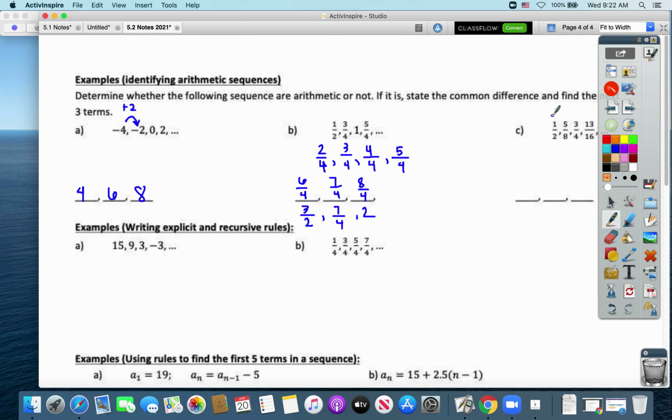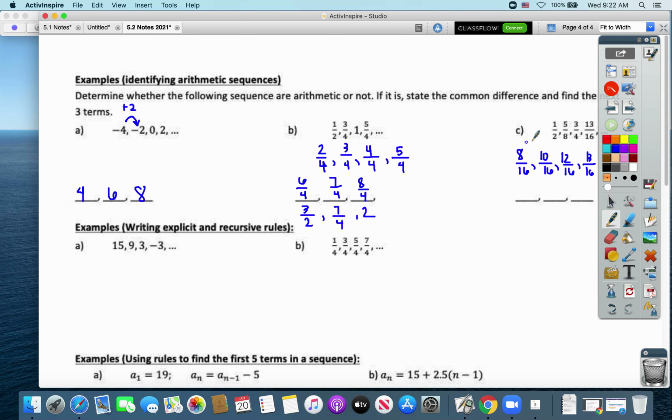Part C, we have the same thing, fractions, so we want to get a common denominator, which is going to be our biggest one, 16. So we would have 8/16 and 10/16 and 12/16 and then 13/16.